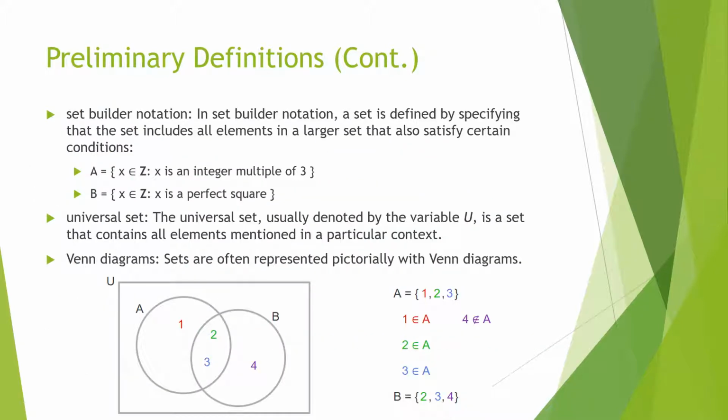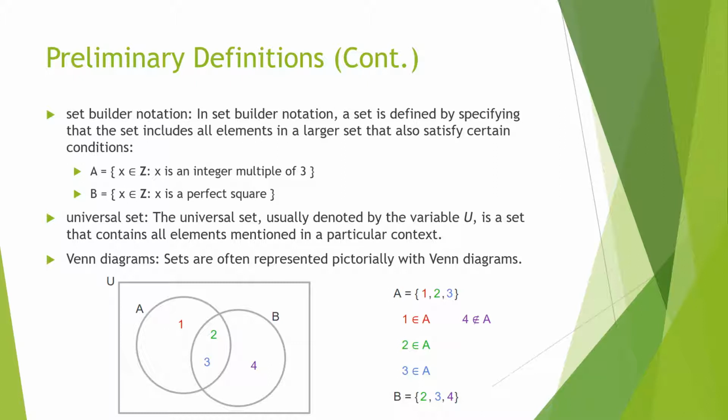So far we have seen a representation of a set which we called set roster notation. There's another notation that we can use to represent a set which is more precise and works for all types of sets, including larger sets, which we call set builder notation. In set builder notation, a set is defined by specifying that the set includes all elements in a larger set that also satisfy a certain set of conditions.